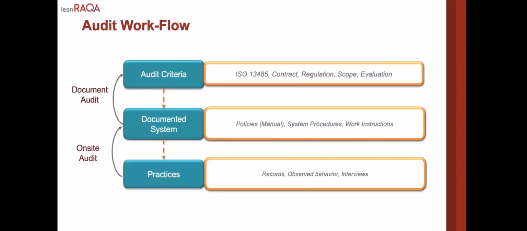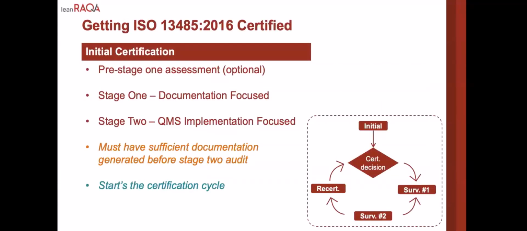So we just talked about this, the workflow for the ISO audit. They move from your policies and procedures down to your records and back up. You have your stage 1 and stage 2 audits. So the way this works is you'll have your stage 1, your surveillance 1, your surveillance 2, and then you'll go through a recertification cycle, and then you will start the whole process all over again.